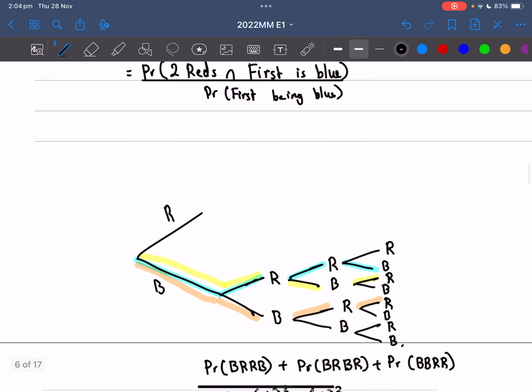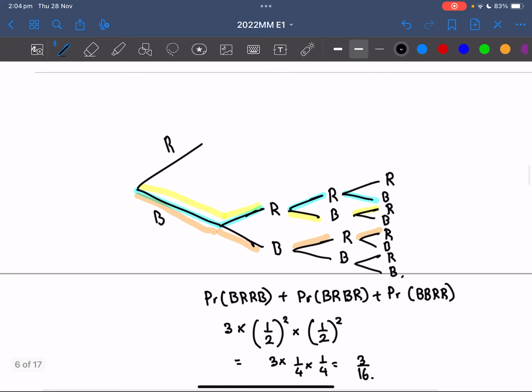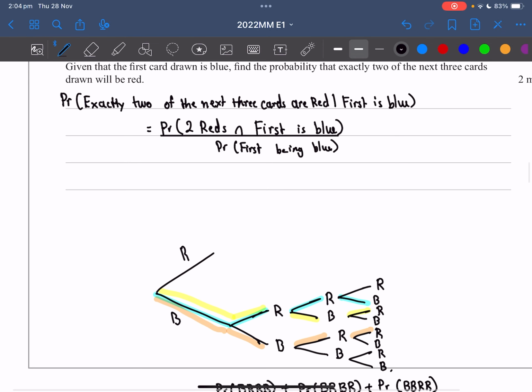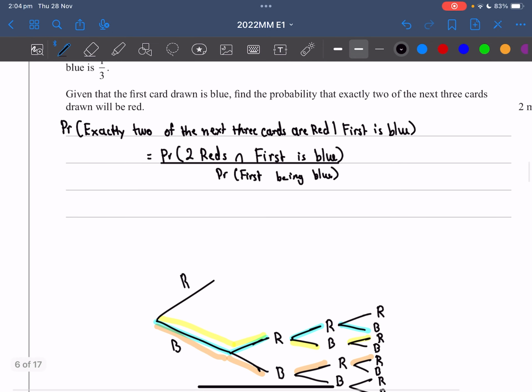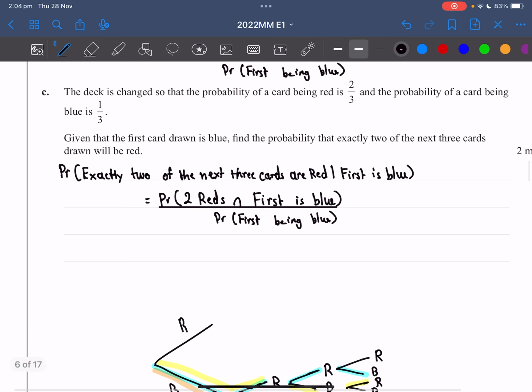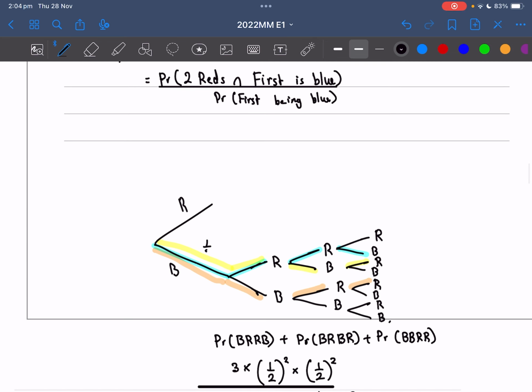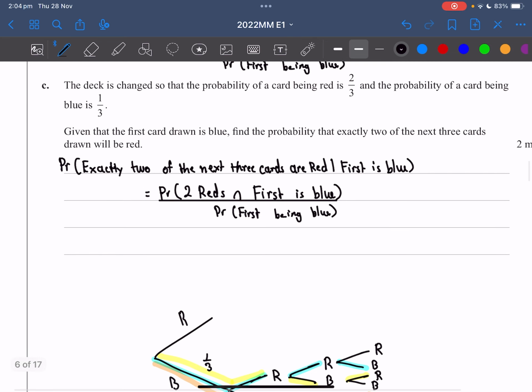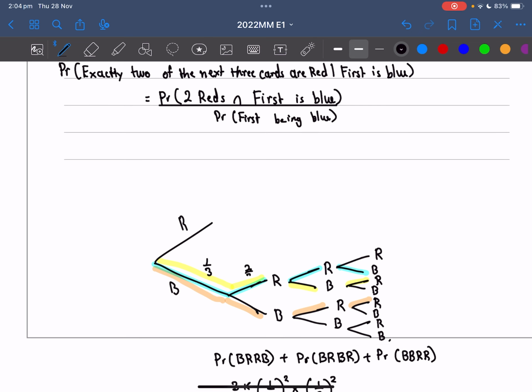Okay, so we'll have the same solutions, same branches. The only thing that actually changed is the probabilities. So now if we want to have 2 reds and first is blue, we have to see what is the probability of being blue. It's 1/3. And what's the probability of it being red? It's 2/3. So 2/3 and 1/3 again.